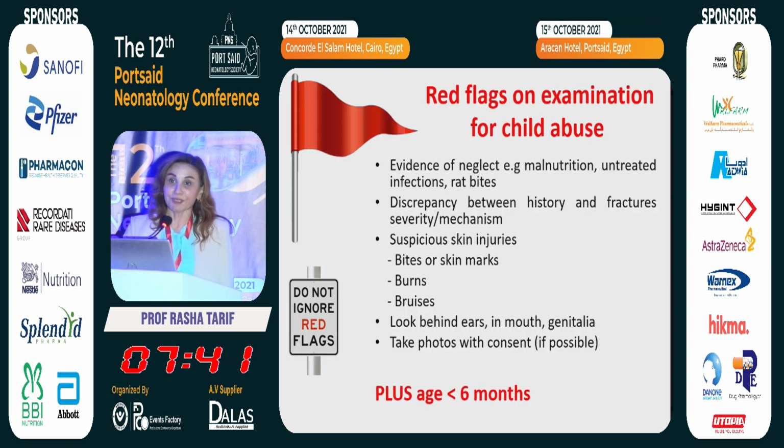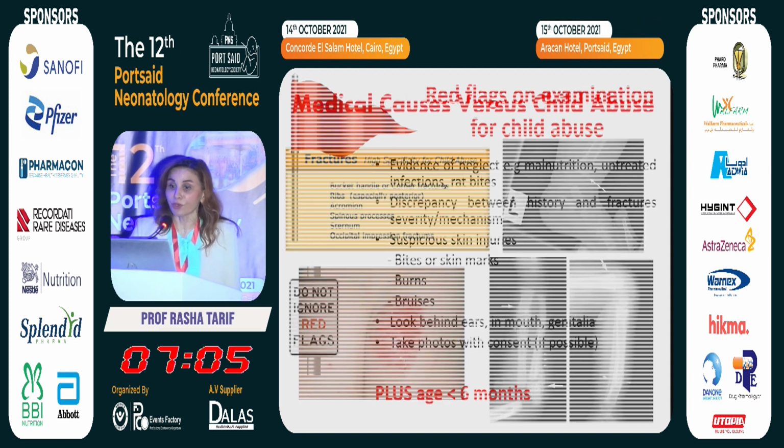Also, as pediatricians, it is very important to exclude child abuse. If you have a child with a lot of fractures, yes, it could be a pathological disease, but it is very important to exclude child abuse. Here you will look for evidence of neglect, discrepancy between the history and the fracture severity and mechanism, and suspicious skin injuries like burns, bruises, bites. Look behind the ears and the genitalia, and take photos if possible. And this is highly suspicious if the child is less than 6 months or even 1 year of age.